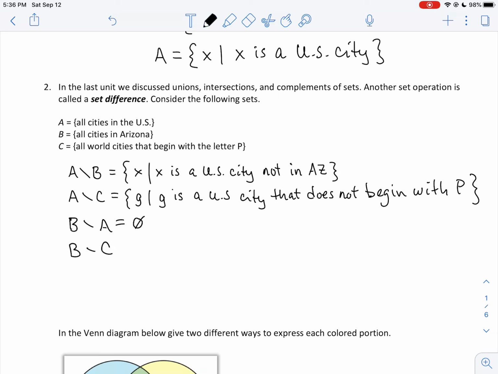B minus C. All cities in Arizona minus all cities in the world. Well, there are some cities in Arizona that start with P, and there are some cities in Arizona that do not. And so we have a relationship between B and C like this. And so when I say B minus C, I want to shade in everything that's in B but not in C. So you're going to wind up shading in something like this.